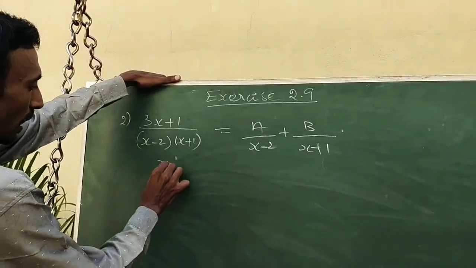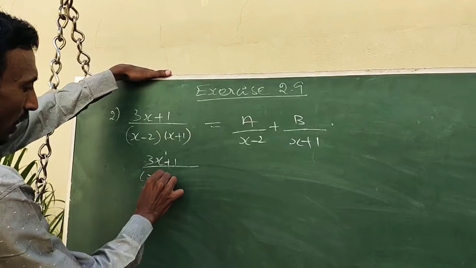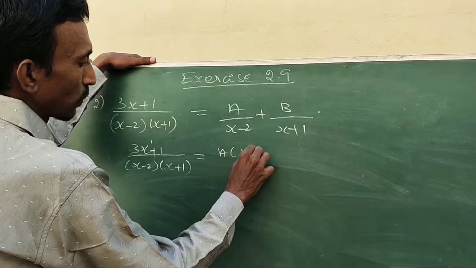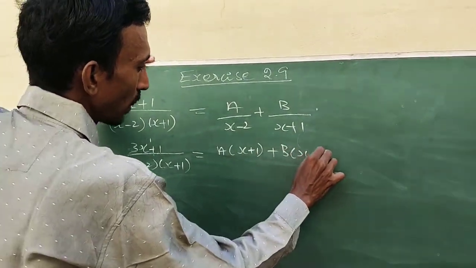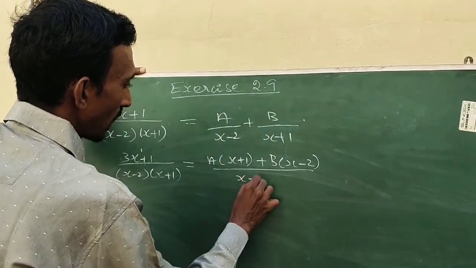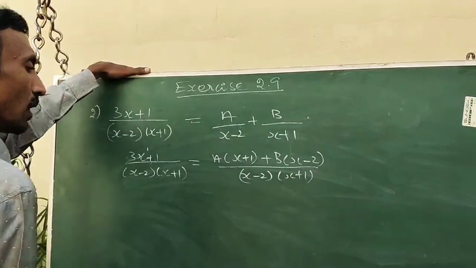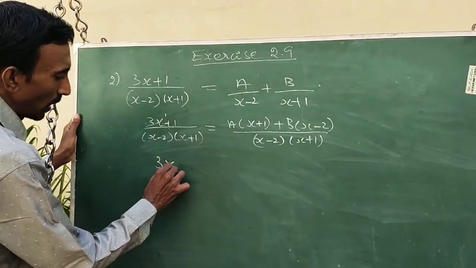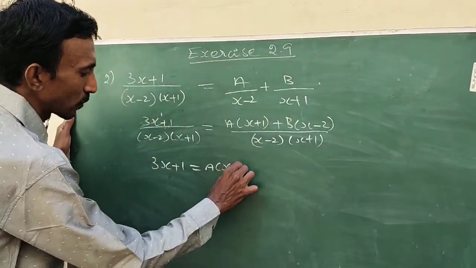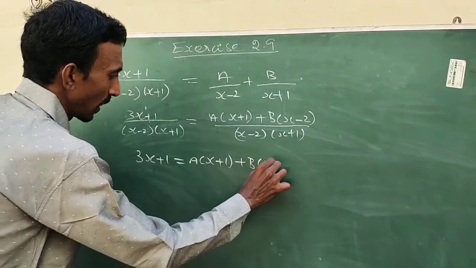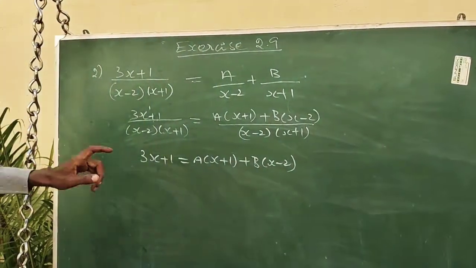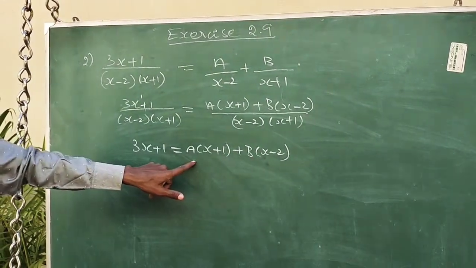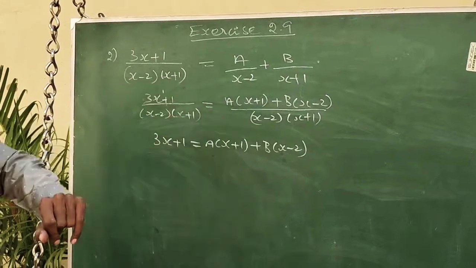Okay. So 3x plus 1 by x minus 2 into x plus 1 equal to, take the LCM, a into x plus 1 plus b into x minus 2 by the denominator. Okay. So first, both the first and second are proper fractions. So 3x plus 1 is equal to a into x plus 1 plus b into x minus 2. So like that, make the second term 0 by putting some value of x. Similarly, make it 0. Then a and b are eliminated.